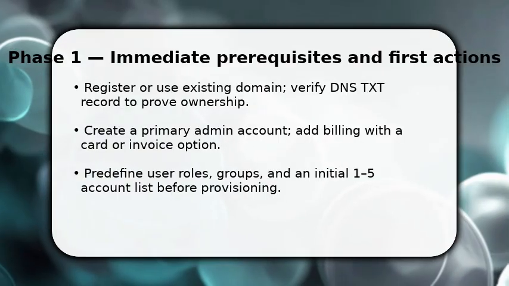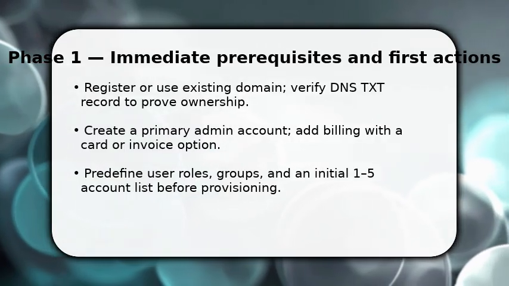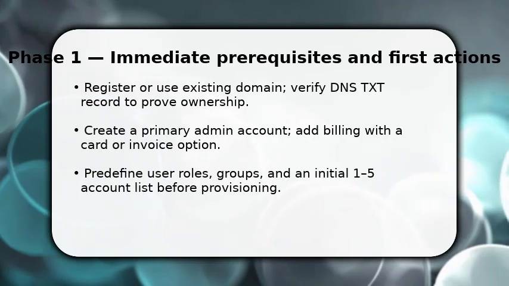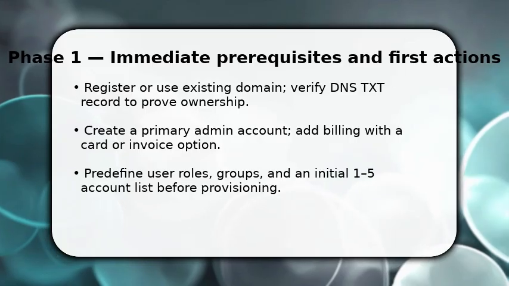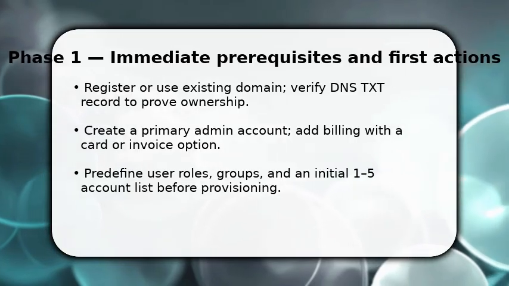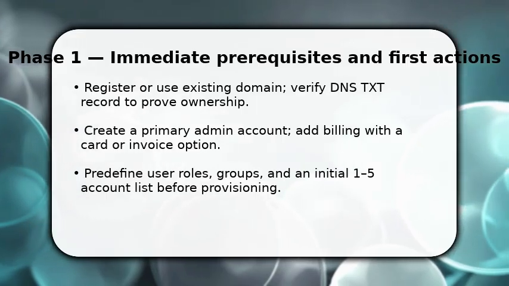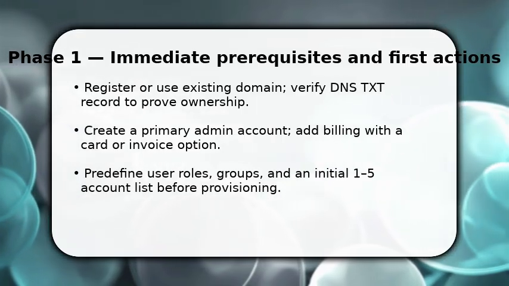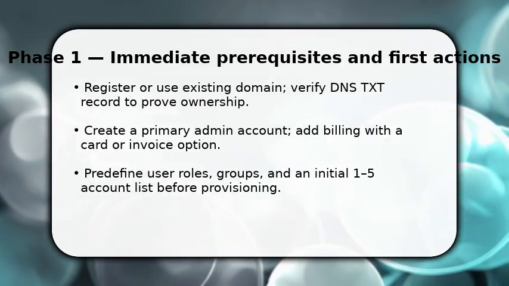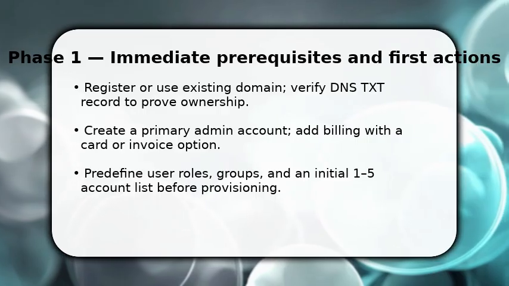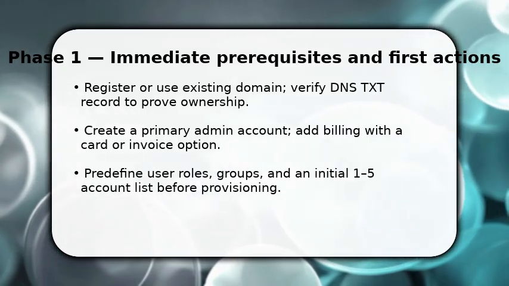You will begin by proving ownership of your domain, so add the DNS TXT record and wait for verification. That step unlocks account controls. Next, create a primary admin user and enter billing, credit card or invoicing works. Once done, sketch a short list of the first 15 user accounts and set basic roles. This avoids back and forth later. Make sure to enable contact recovery details now. These small actions keep your setup smooth and auditable.